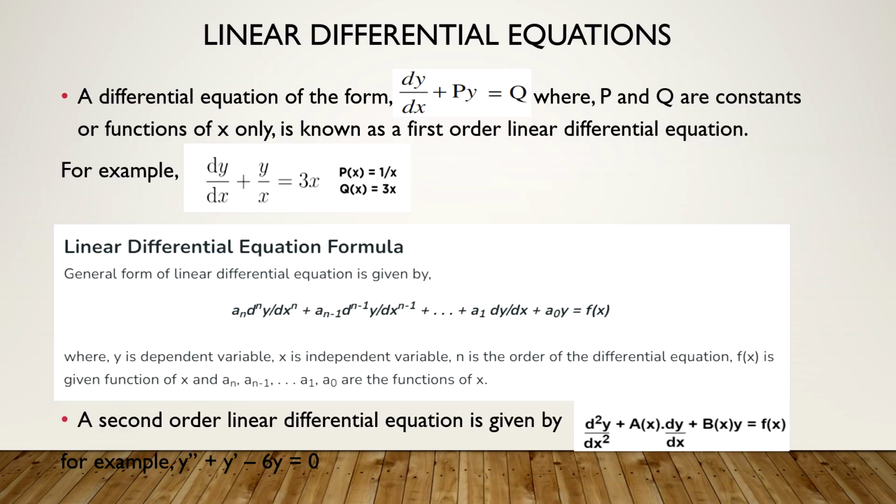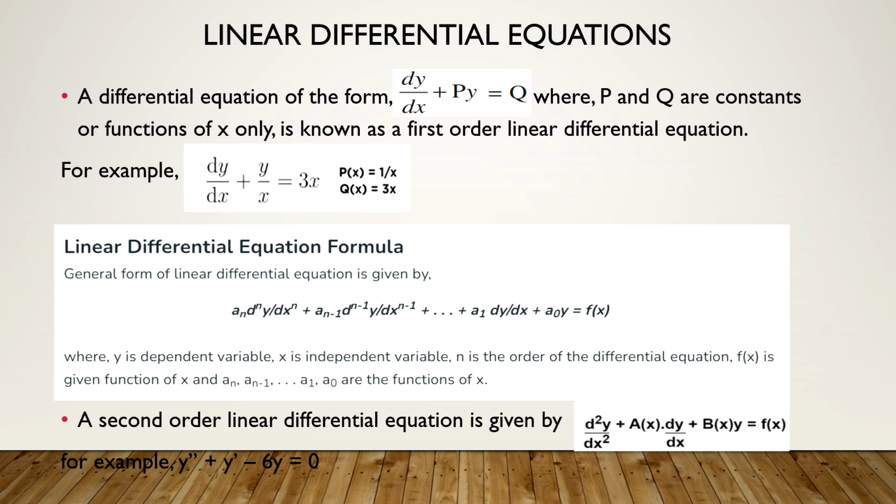First, what is a linear differential equation? If you have a differential equation in the form dy by dx plus py is equal to q, where p and q can either be constants or they can be some functions of x, then it is called a linear differential equation of first order. For example, dy by dx plus y upon x is equal to 3x. Over here, your p, which is a function of x, is 1 upon x. Same way, q is also a function of x, which is 3x.